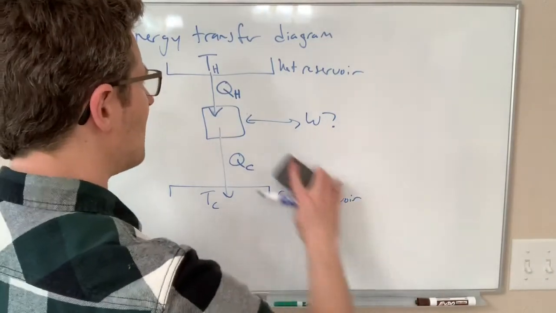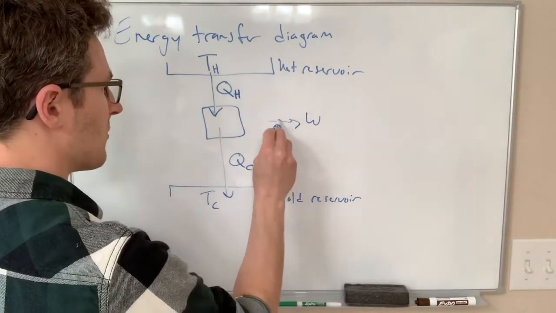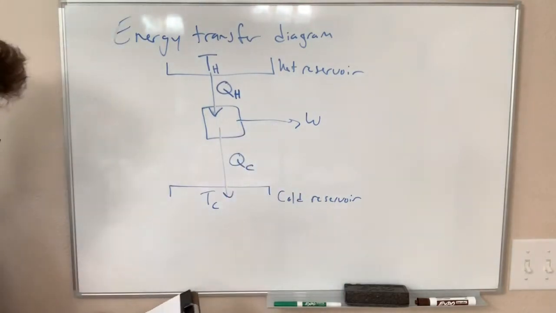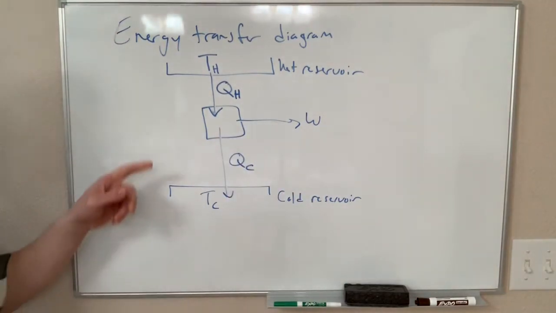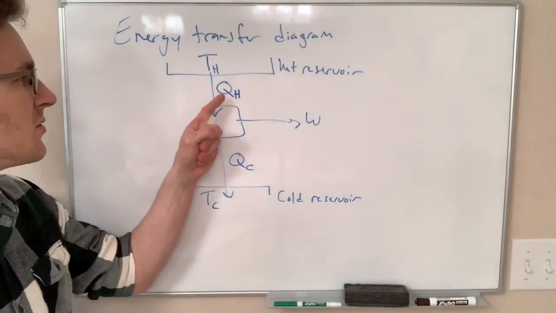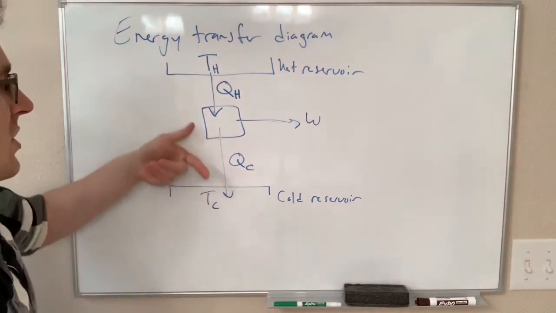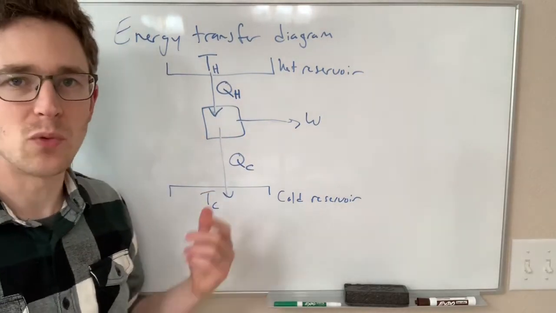But maybe we have work leaving our system, and then we have a picture that looks like this. So conventionally, we would probably keep the values of QH and QC positive and just change the direction of these arrows if heat was flowing the other way.